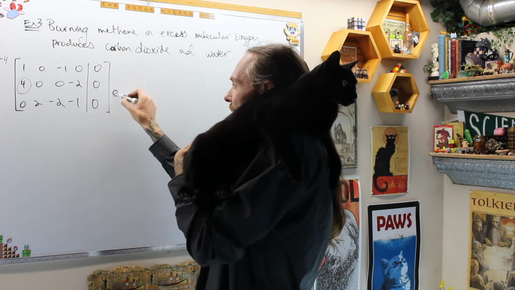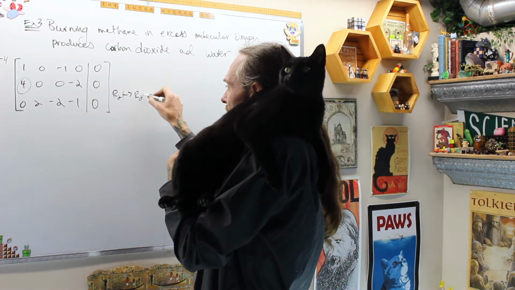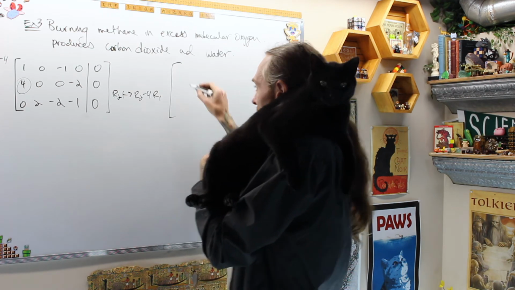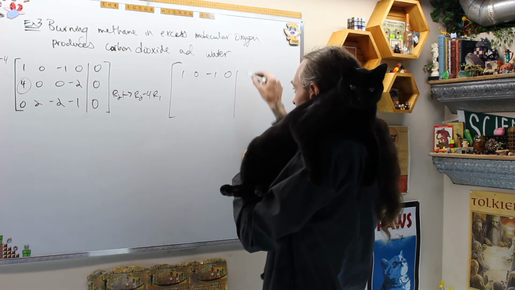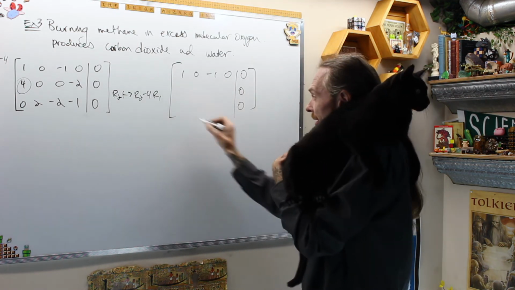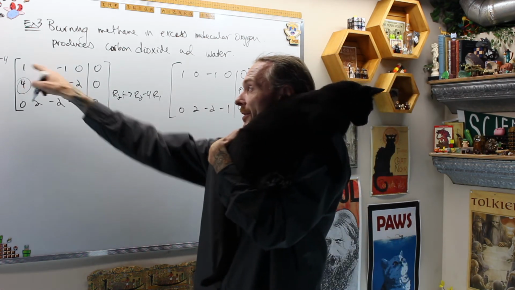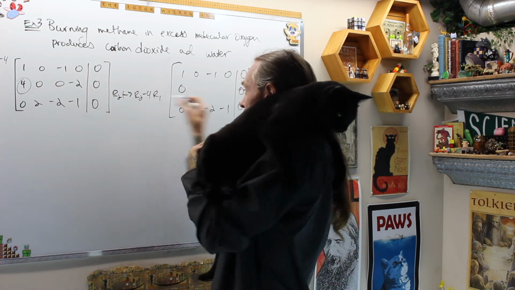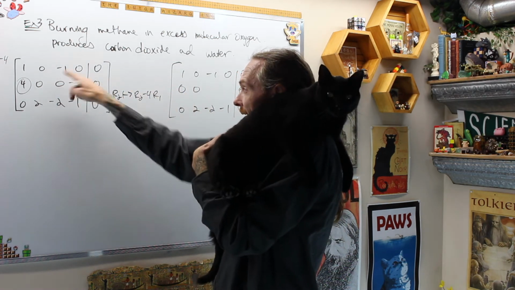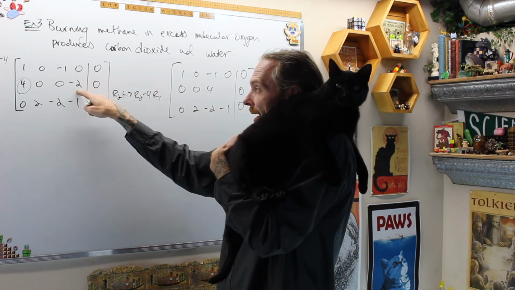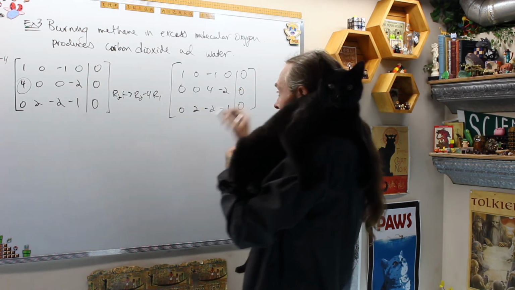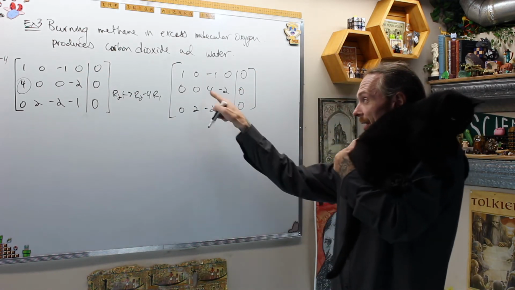Row 2 is going to go to row 2 minus 4 row 1. What is that going to give me? 1, 0, minus 1, 0. 0, 0, 0 will never change. This row never changed either. And we're changing this one. 4 minus 4 is 0. 0 minus 0 is 0. 0 minus minus 4 is 4. And negative 2 minus 0 is negative 2. Now what we're going to do is get leading ones.